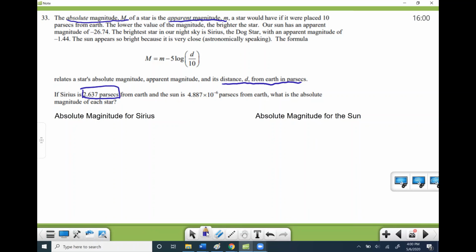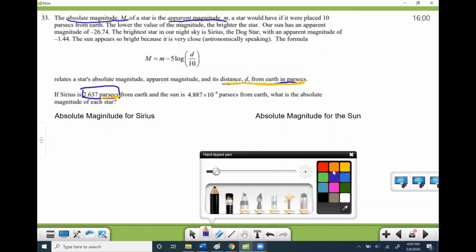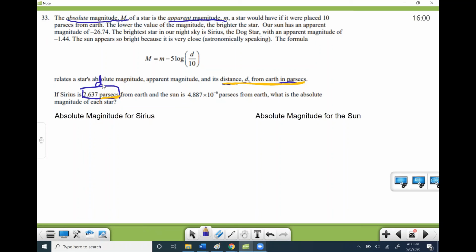There's a lot to read here. Because it's in parsecs, and it's literally saying how far Sirius is from the Earth, I'm going to say it's the distance, because distance is also measured in parsecs. So that's going to be our d. Same thing here: this is parsecs from the Earth, so this is going to be our d, but for the sun. Our distance.